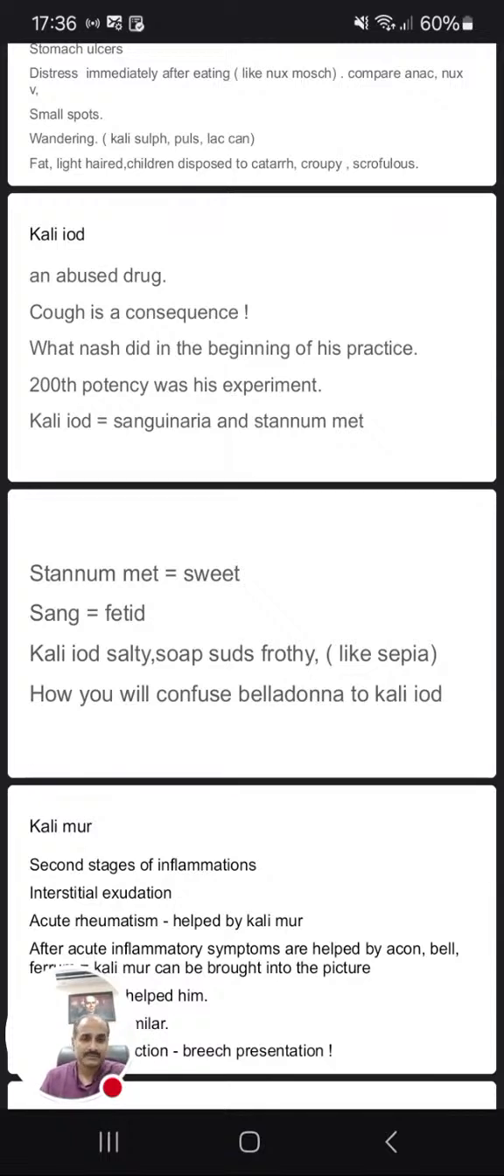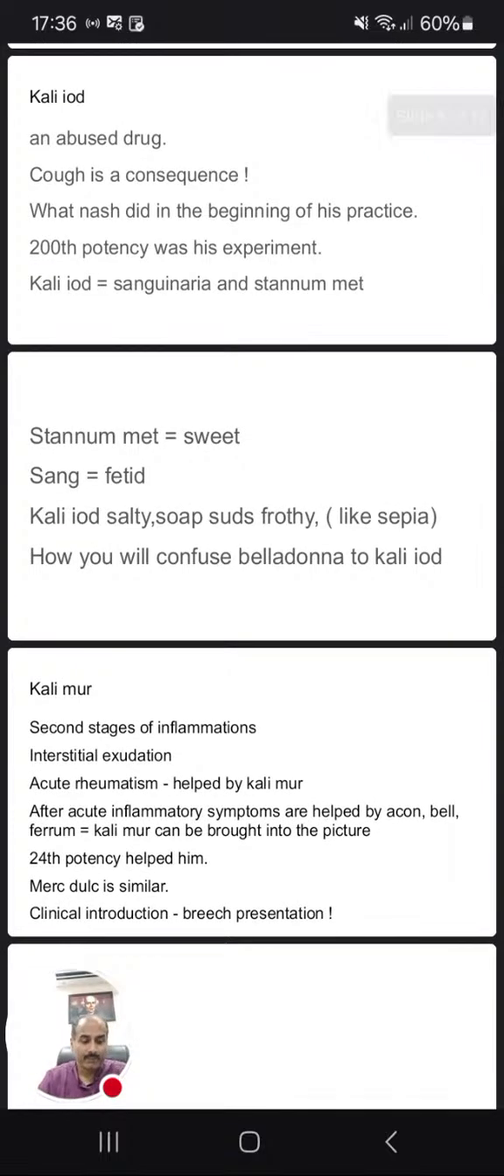So last but not the least, we come to the remedy Kali muriaticum. Second stages of inflammation, all the homeopaths know about it. There is interstitial exudation. There is a phase where you have already given aconite, belladonna, or ferrum metallicum, ferrum phos, and you don't know what to do now. That's where you can step into the picture with the second stage remedies, which are Kali mur, Kali sulph, and in fact Kali iode as well.